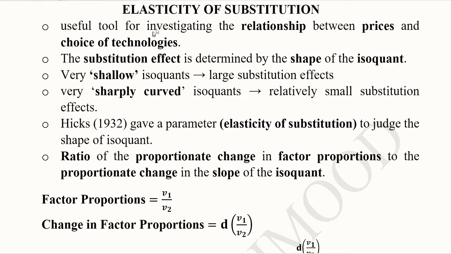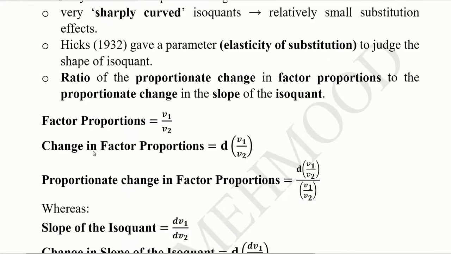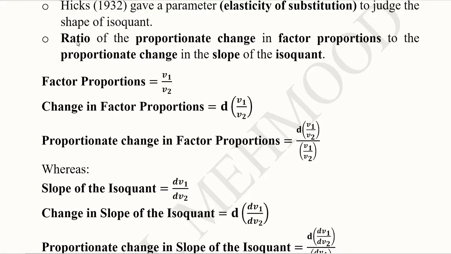Now this idea of elasticity of substitution was forwarded by Hicks in 1932. He gave this parameter. The answer of this calculation will be a parameter, which is elasticity of substitution, and it can help us to judge the shape of the isoquant curve. If we look at its formation, it is actually a ratio, and the ratio is between proportionate change in the factor proportions to proportionate change in the slope of isoquant.